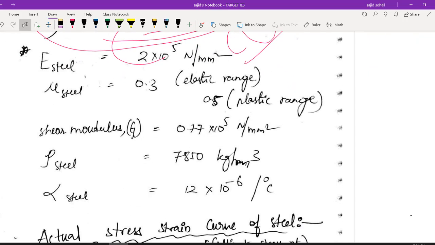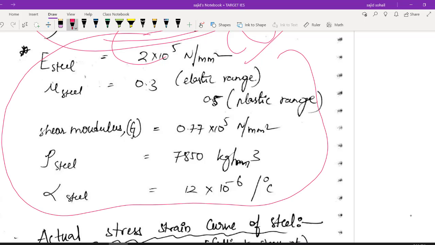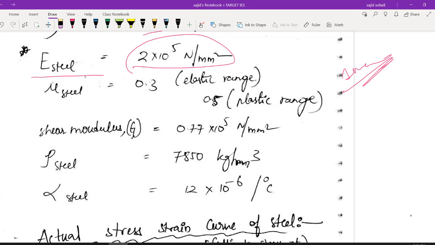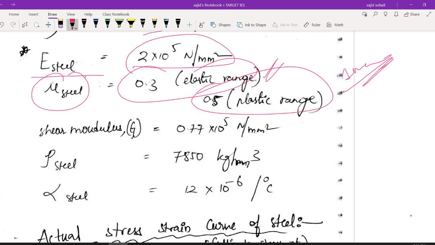Now a very important table which I am going to give you for small examinations. A one mark question can be asked directly: what is the E value of steel? 2 into 10 to the power of 5 Newton per mm square. What is Poisson's ratio? It is 0.3 in the elastic range and 0.5 in the plastic range. What is the elastic range and plastic range? I will teach you in tomorrow's module.